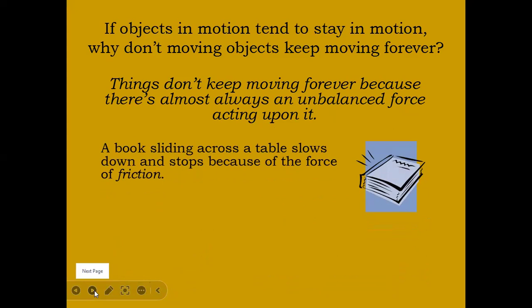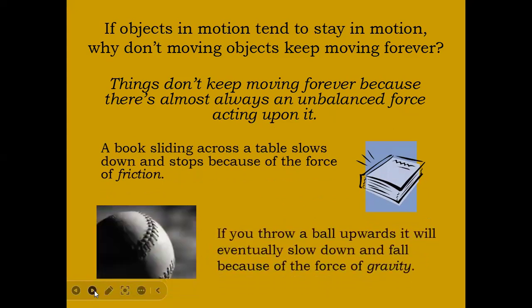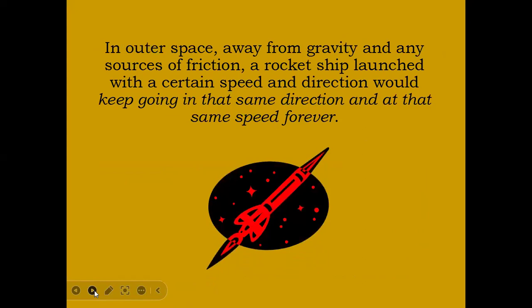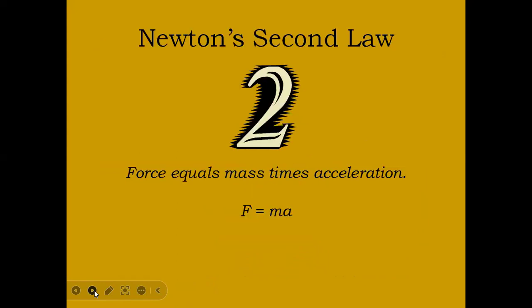Okay, a book sliding across a table slows down and stops because of the force of friction. If you throw a ball upwards, it will eventually slow down and fall because of the force of gravity. Another one is in outer space, away from gravity and any source of friction: a rocket ship launched with a certain speed and direction would keep going in that same direction at that same speed forever.